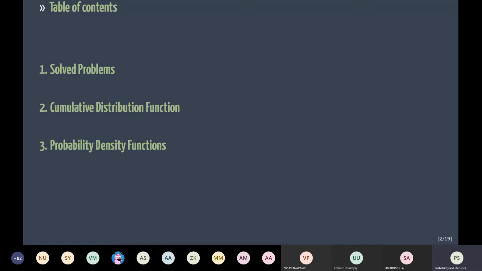We were doing solved problems. So I will continue to do some more solved problems, and then we will discuss CDF, cumulative distribution function, and then we will introduce probability density function. So let us continue with this.